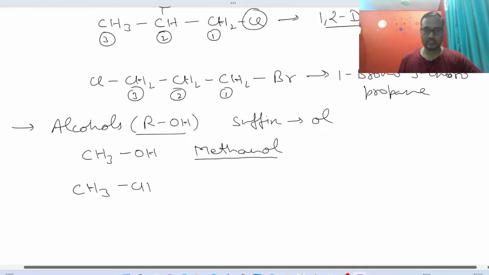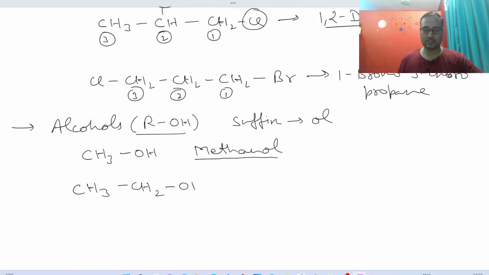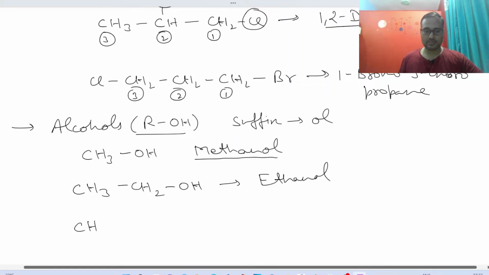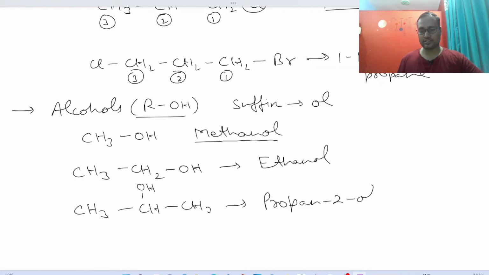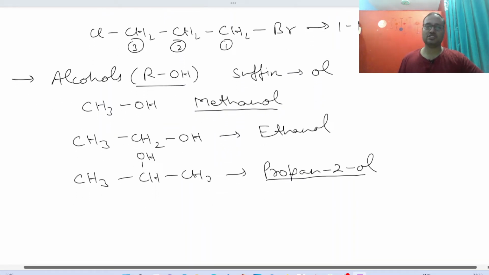Then if we increase the carbon content or the carbon chain, we can write down the name as ethanol. Suppose it is present in the middle of the chain, then in that case we have to write down the name of the compound as propane, then the position of the functional group, 2-ol. As it indicates that our functional group is present on the middle carbon atom or the second carbon atom of the chain.